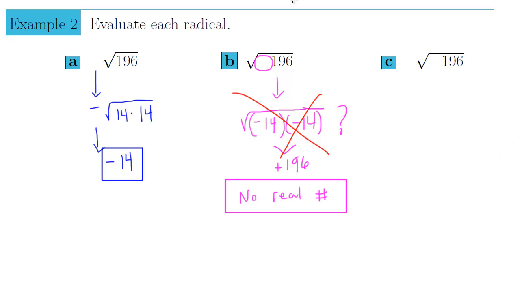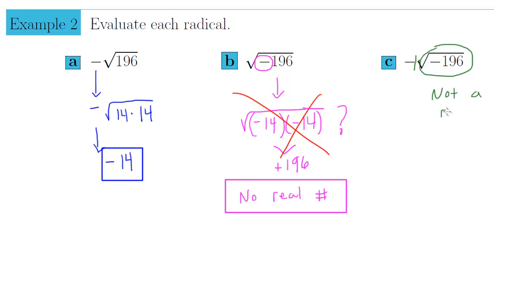For the last part of this example, we have to consider the negative square root of negative 196. Now, you sort of want to think of this like an order of operations problem, right? This negative outside is multiplication. Before you can multiply by this negative 1, you have to evaluate what the square root of negative 196 is. And as we just saw in the last problem, the square root of negative 196 is not a real number.